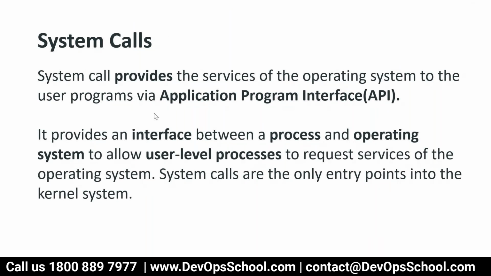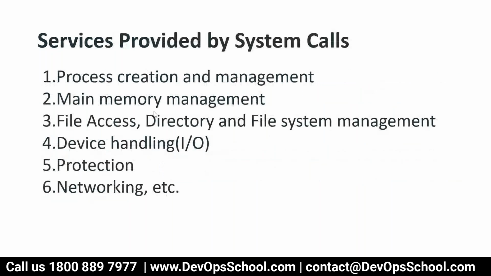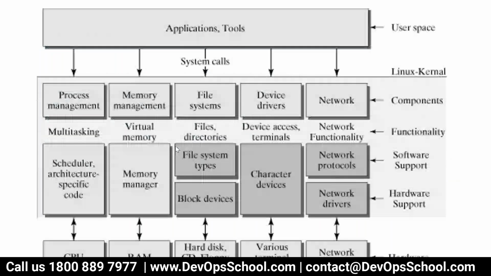Okay, so a system call provides the services of the operating system to the user programs via an API, and it provides an interface between the process and the operating system to allow user-level processes to request services of the operating system. System calls are the only entry point into the kernel. Okay, so these are the types of system calls. It's like a function of the kernel also. Multiple.